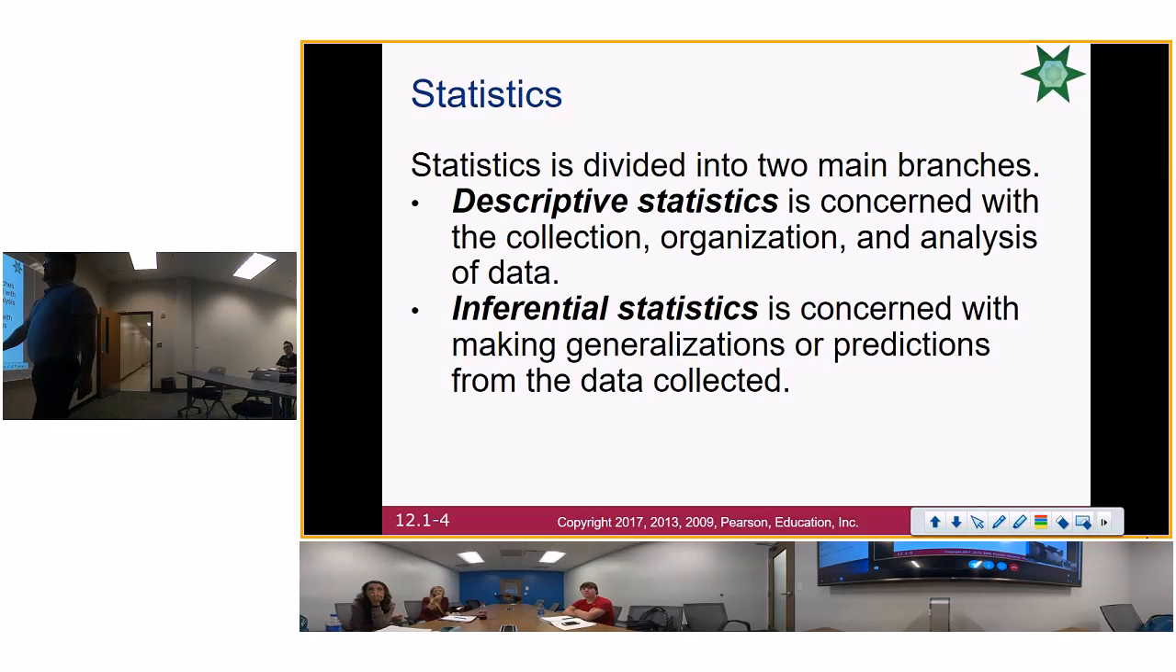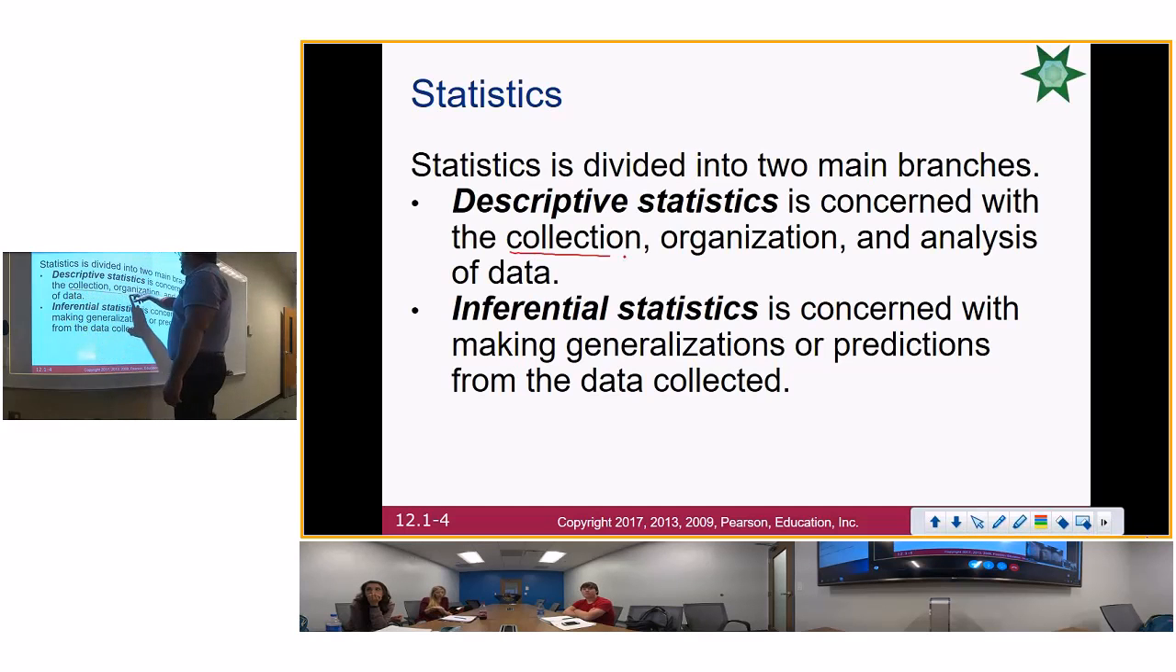The collection, that is the main part. The collection and the organization. You do that.